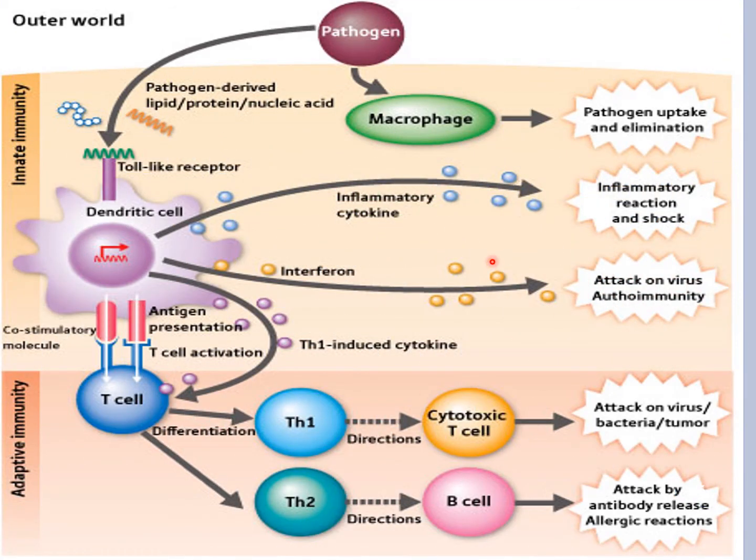All right, and this is just some crazy picture they have. Key things are probably the things on the end here. With the macrophages, they're doing pathogen uptake and elimination, and then the cytokines here, inflammatory reaction and shock can happen from that. Interferons, attack on viruses, that's part of your autoimmunity. Cytotoxic T cells, attack on virus, bacteria, tumors. B cells, attack by antibody release, that can be found in allergic reactions. So once again, no need to memorize this particular page.